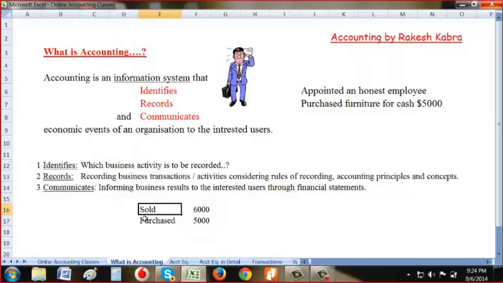These are two transactions, both have monetary value, and both we will record. Now what is the result? We bought goods for $5,000 and sold the same goods for $6,000. So there is a profit of $1,000. This is the result, a profit of $1,000, and this result we need to communicate to the owner. Accounting helps to communicate these results to the owner. Being an owner, of course, you want to know how much profit I earned, how much loss there is in the business.